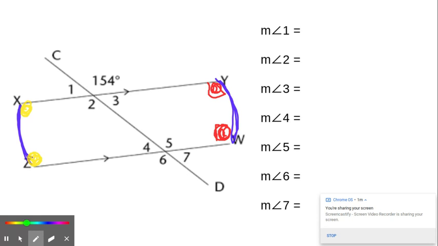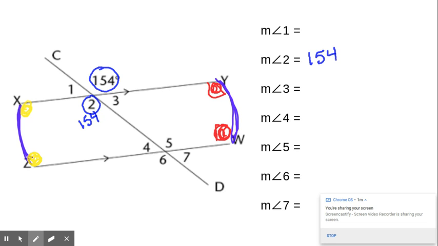I know that vertical angles are always congruent, and I'm very good at spotting vertical angles because they're opposite regions of an x. So if this angle here is 154, I know that angle 2 is also 154 because vertical angles are always congruent. Okay, so now where can I go from here? Well, I'm also going to jump down to angle 6 because I know angle 6 is not only corresponding with angle 2, but it's also the alternate exterior angle with that 154 degree angle. So I know angle 6 is also 154.